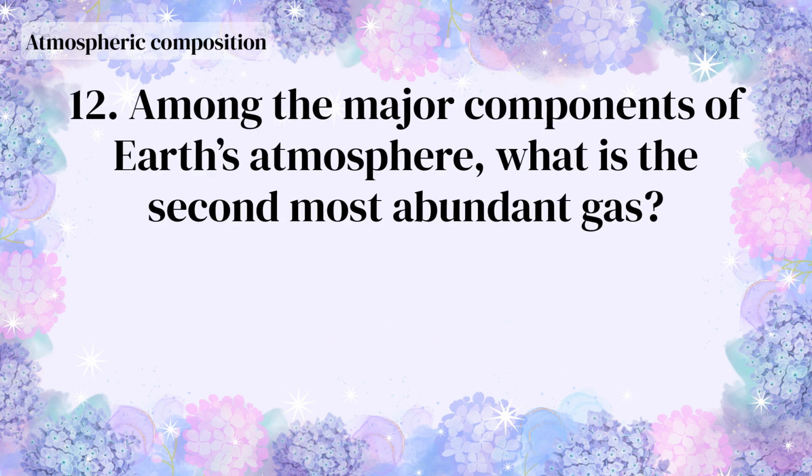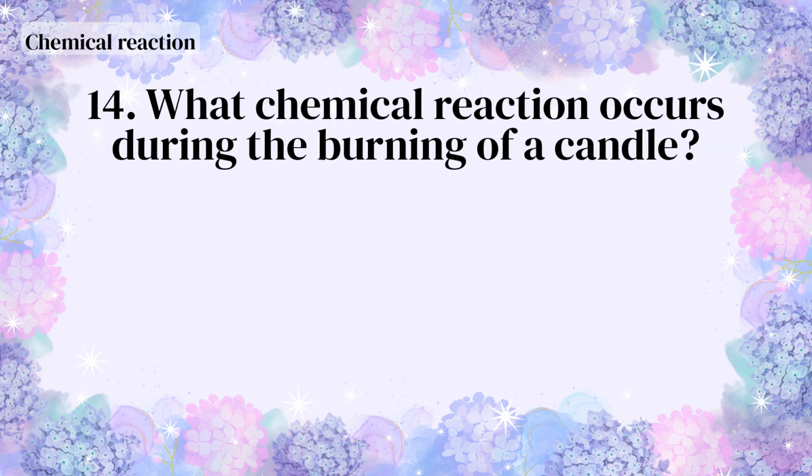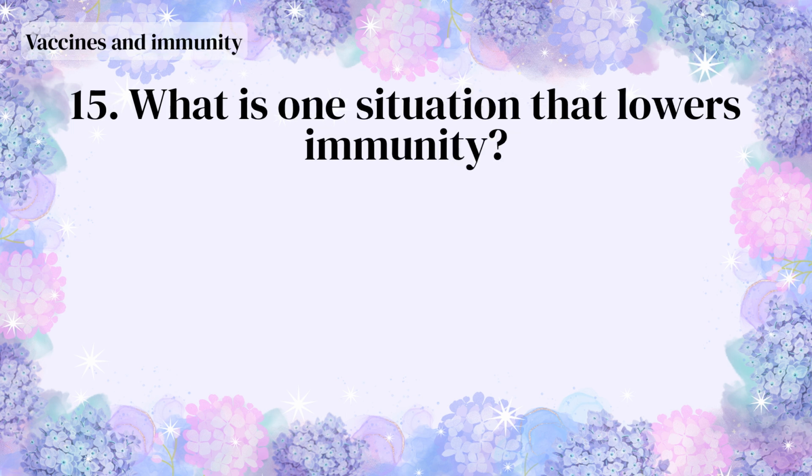Deep learning. Among the major components of Earth's atmosphere, what is the second most abundant gas? Oxygen. What is the effect on the nervous system when neurons are damaged? Decreased signal transmission. What chemical reaction occurs during the burning of a candle? Combustion. What is one situation that lowers immunity?